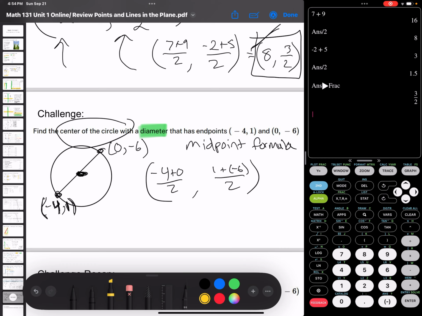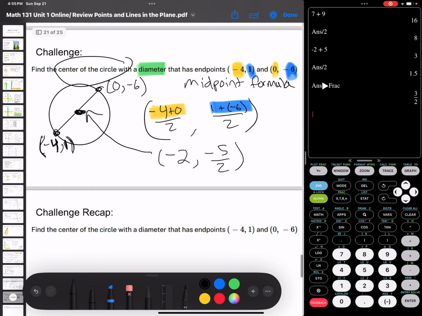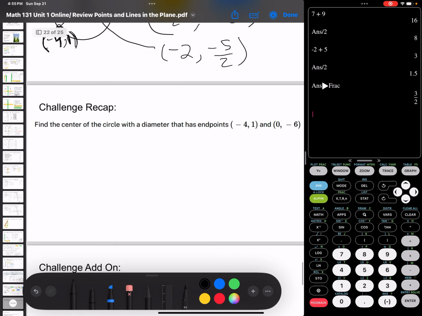What am I doing? -4 and 0 are my x values. 1 and -6 are my y values. And dividing by 2 gives me the average. So then I'll be left with -2, comma, -5/2. And that's going to be the coordinates of my center point. So we found the center of a circle.